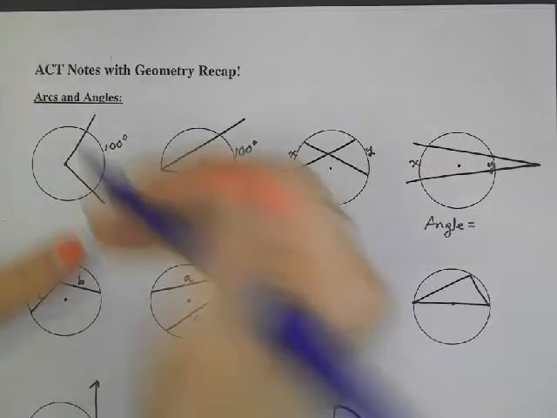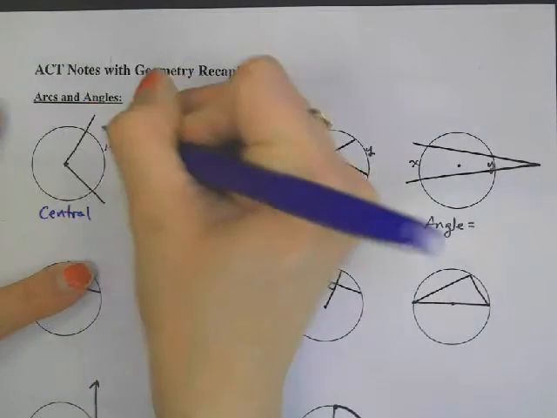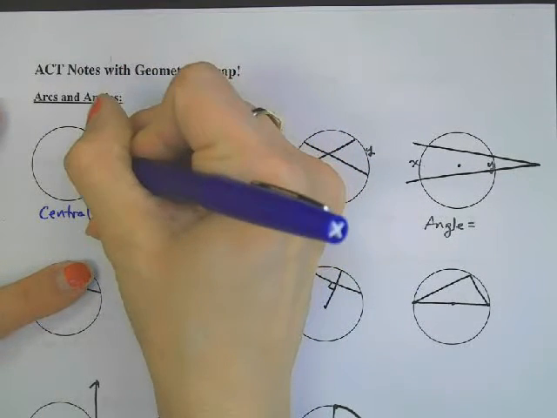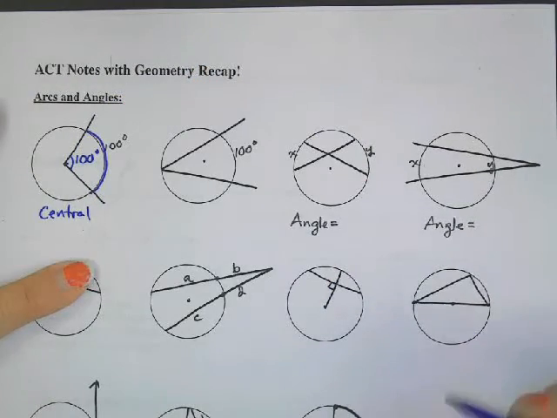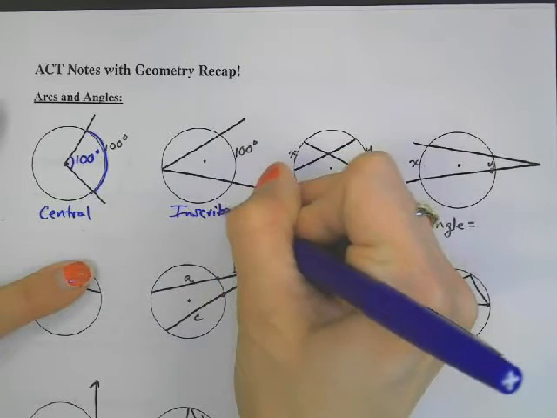If you have a central angle, that's when the angle is touching the center of the circle, and this arc measures 100 degrees, then this angle right here is 100 degrees. They're equal. Okay, now this one right here, this is called inscribed.